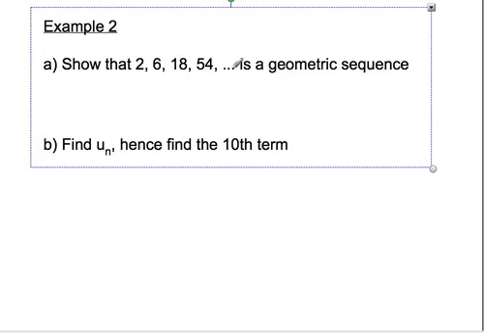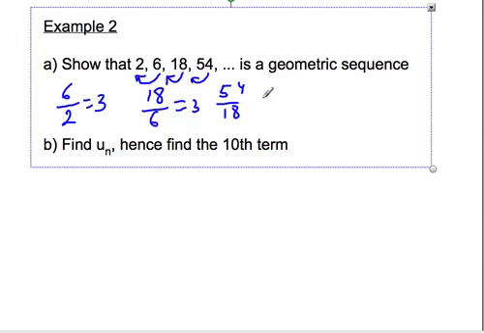Okay, so let's take a look at another example. Show that 2, 6, 18, 54 is a geometric sequence. To show that, we need to show that the ratio is the same all the time when we're dividing a term by the previous term. So we need to take 6 divided by 2. What does that give us? It's 3. We need to take 18 divided by 6, which is 3. And if you do 54 divided by 18, you also get 3. So r equals 3, and therefore it is a geometric sequence.